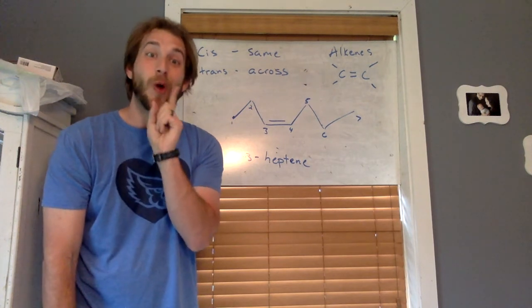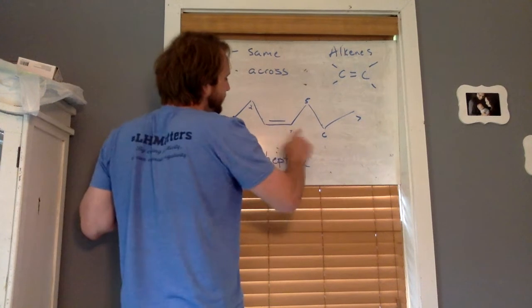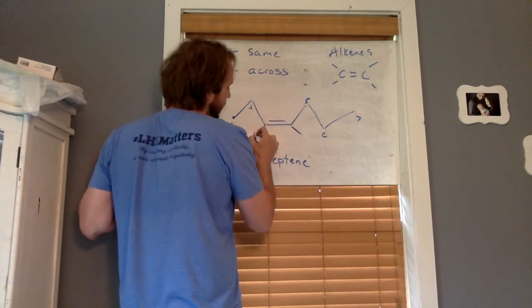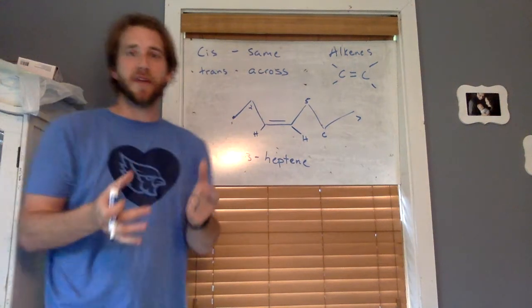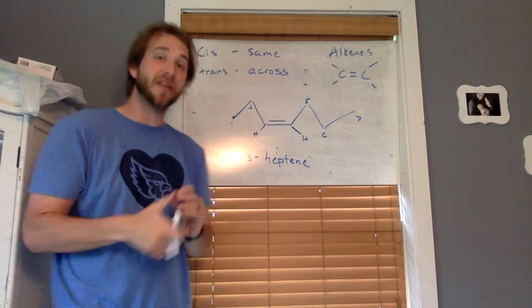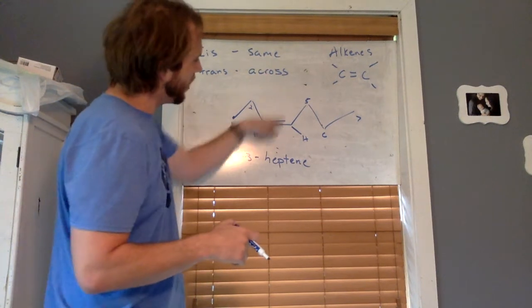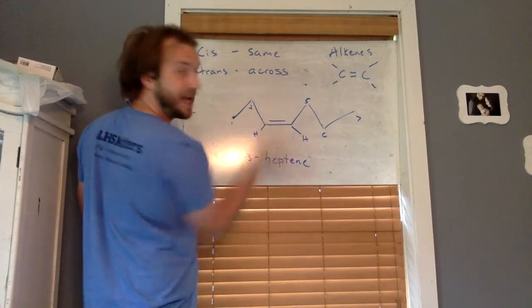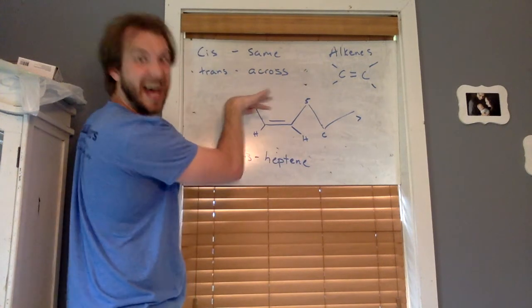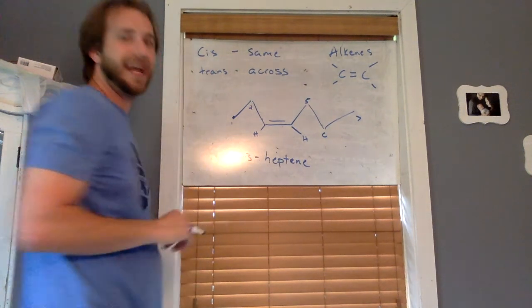And it turns out we do, because not shown here are some hydrogens. This pi bond locks us into a fixed position. As I've drawn this here, my two important groups, my carbon chain going off of my double bond here, are on the same relative side of that double bond. This would be cis 3-heptene.